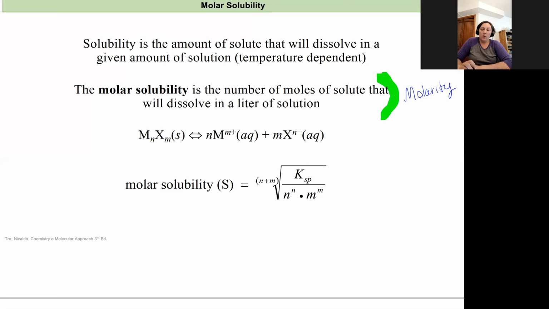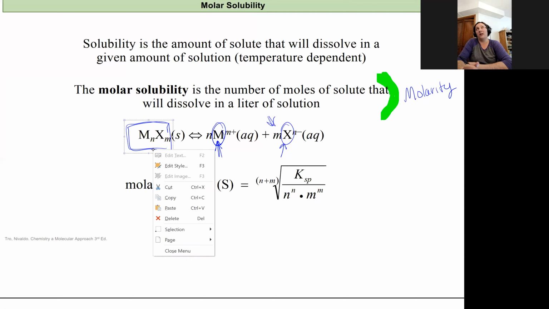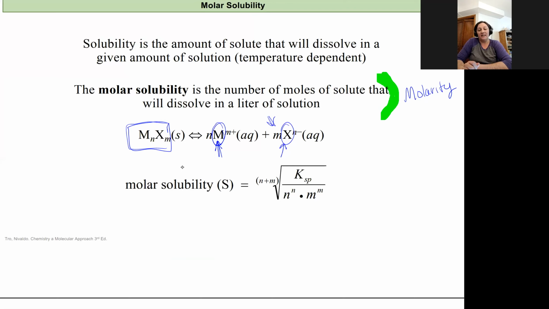And so what our molar solubility really is, is the concentration of ions that we have in solution, and we'll be correcting for the coefficient right here. And so it will be kind of our base amount. Another way to think about it is the amount of our solid that is dissolving in water. That is our molar solubility.